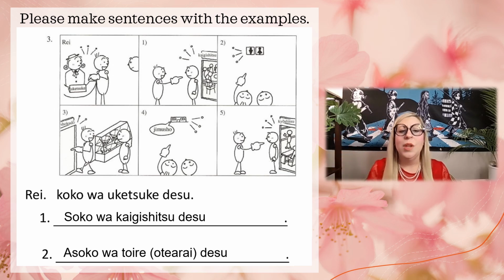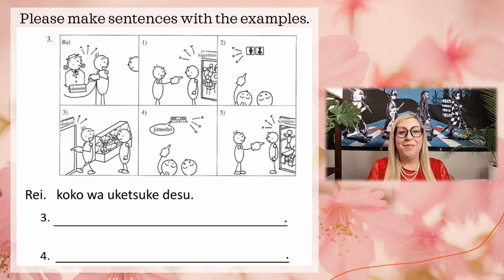Also know that we can say otearai, which means restroom, but that's the more polite version. So if you were, for example, this is what I asked my instructor, if you're in a hotel lobby, a hotel uketsuke, and you're asking for the restroom, you're not going to say toire. The more polite way is to say otearai.